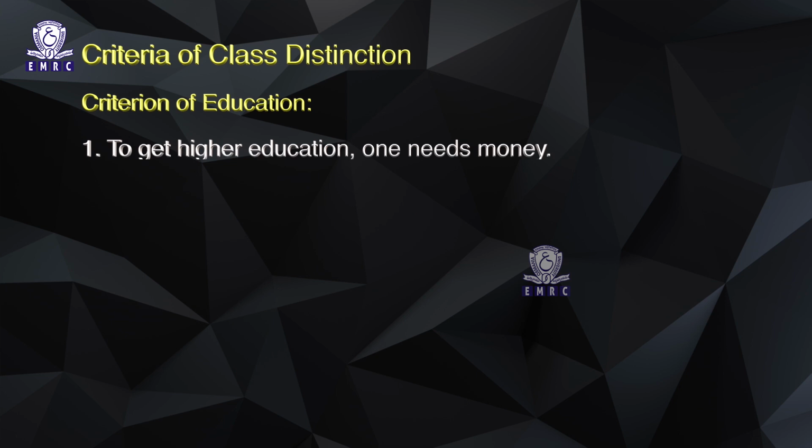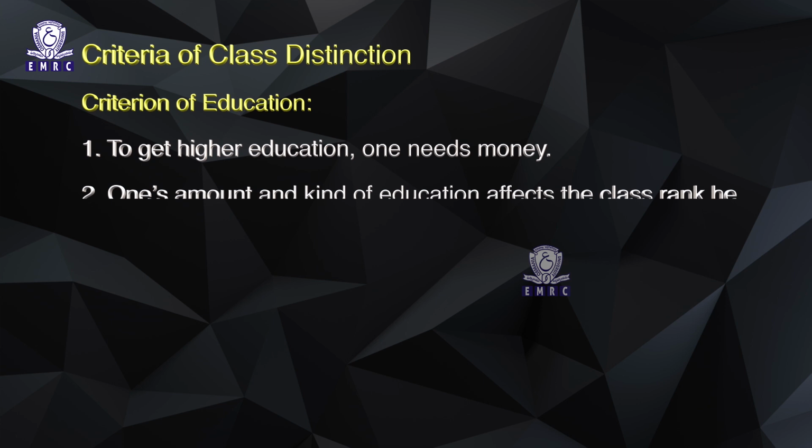There is also criterion of polity. A democratic political system is an important determinant of the social system. Some are born to rule and others to be ruled. There is also criterion of education. Social class and education interact in two ways. Firstly, to get higher education one needs money, and secondly, one's amount and kind of education affects the class rank he or she will secure.